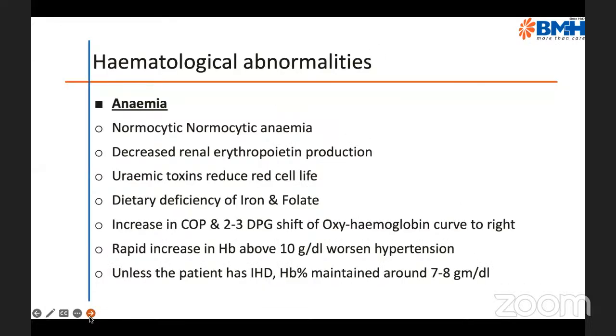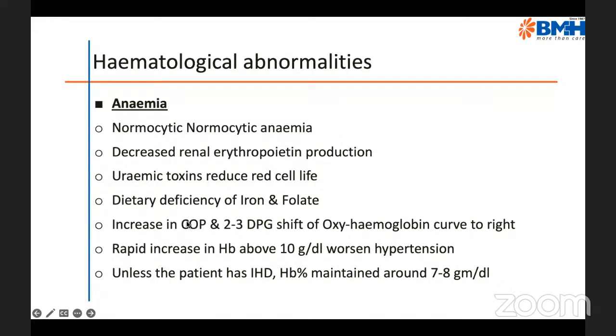Coming to another important abnormality in the hematopoietic system, that is anemia. The patients usually have normochromic anemia, because there is decreased renal erythropoietin production, and uremic toxins also reduce the red blood cell half-life. Along with that, there is a dietary deficiency of iron and folate. But the body compensates by increasing the cardiac output and increasing the production of 2,3 DPG, shifting the oxygen dissociation curve to the right and increasing oxygen delivery to the tissues. So the patients generally tolerate this anemia very well.